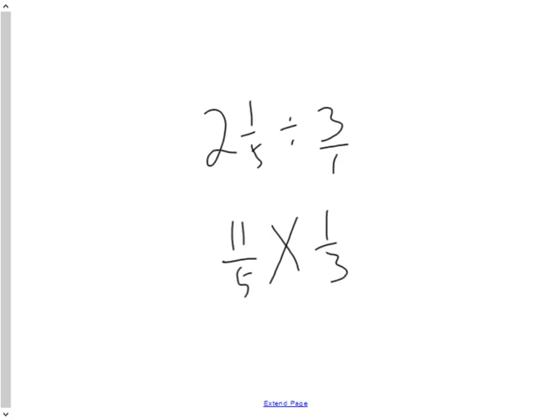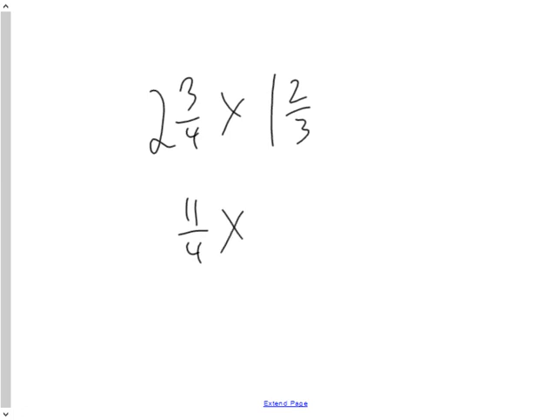Question 9, 2 and a 5th divided by 3. Again, mixed fractions are not very helpful, so I'm going to change it to improper. 3 is really 3 over 1, so I'm going to change it to multiplication by the reciprocal. Multiply the numerators, I get 11. Multiply the denominators, I get 15. So my final answer is 11/15 for question 9.